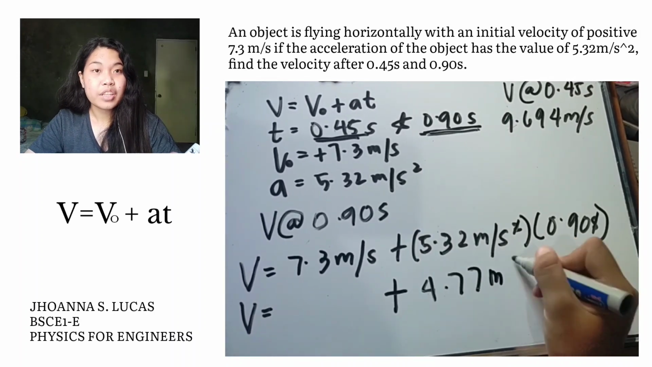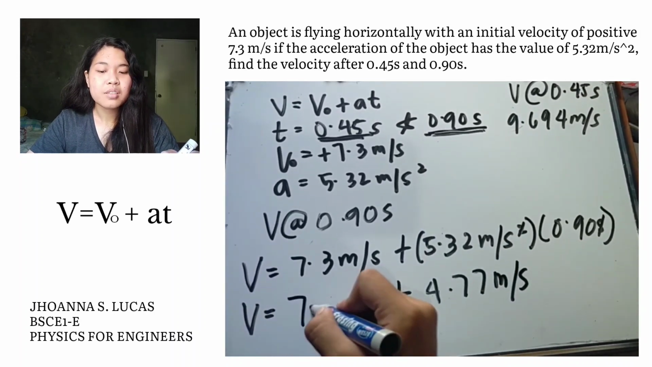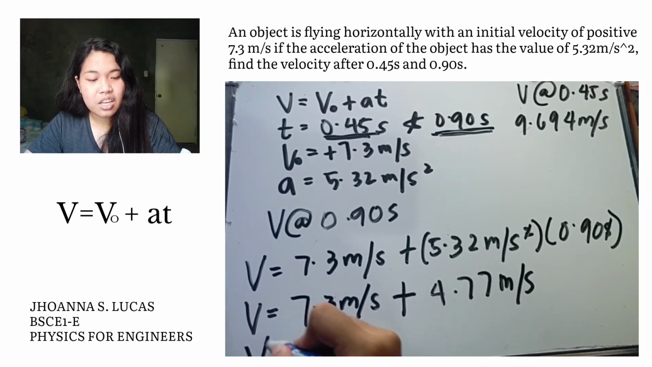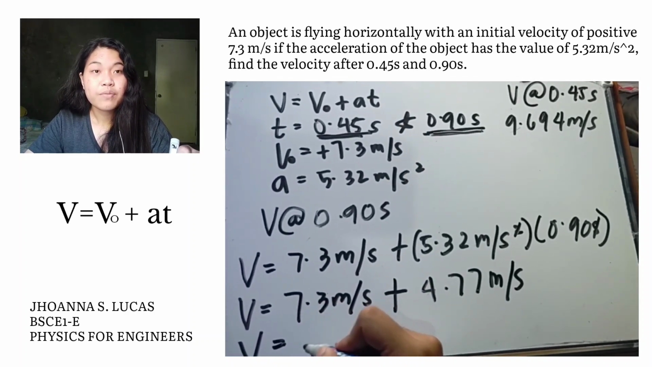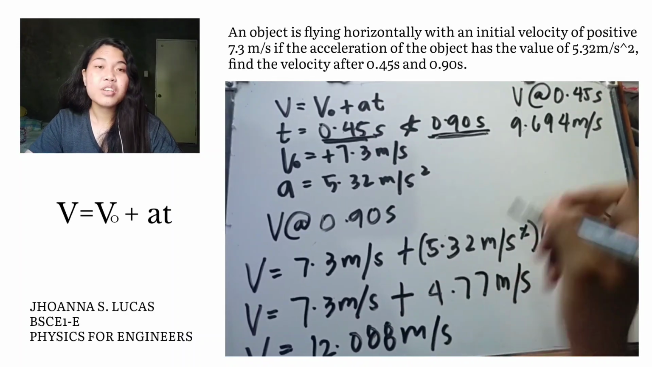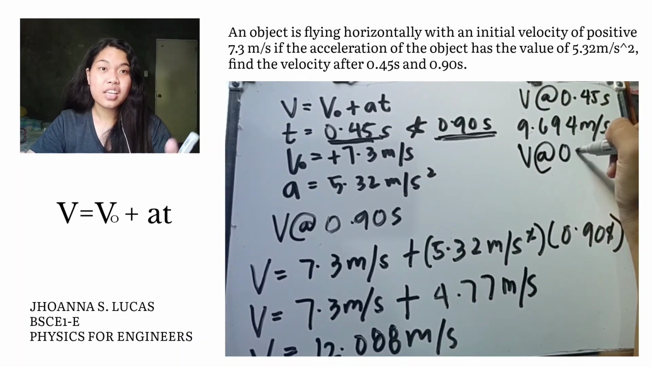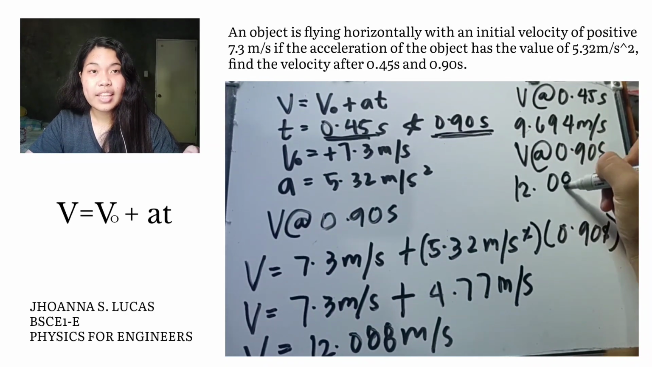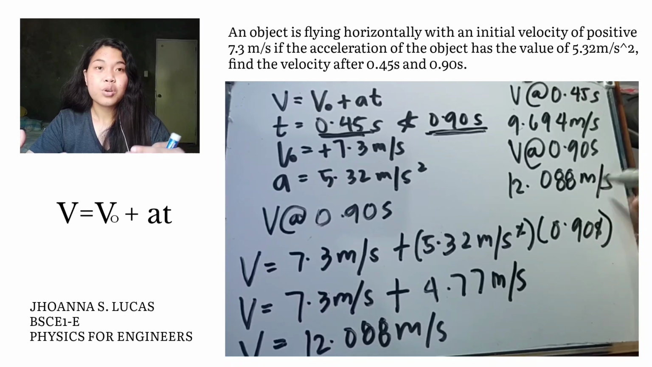Let's add 7.3 meters per second plus 4.77 meters per second, and it is equal to 12.088 meters per second. So, our velocity at 0.90 second is 12.088 meters per second. So, that is how we answer the problem that is asking for its velocity.